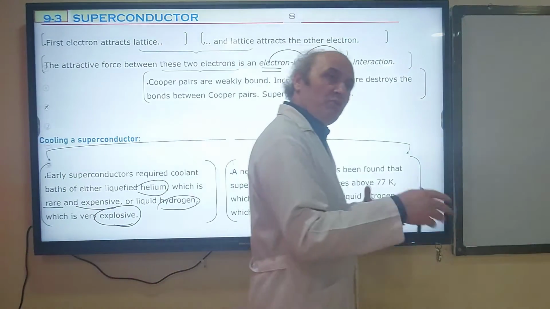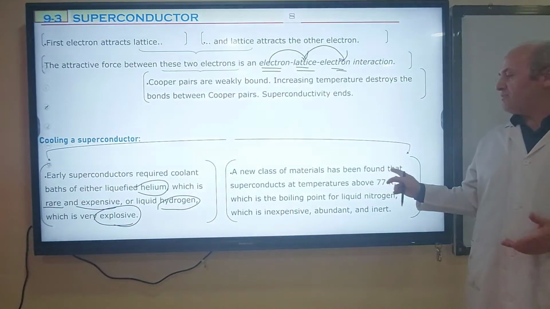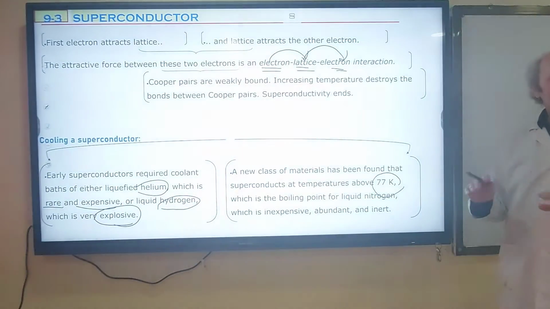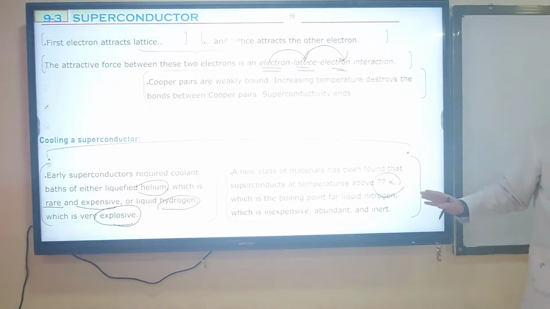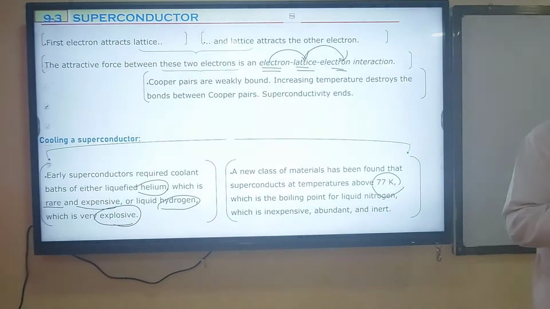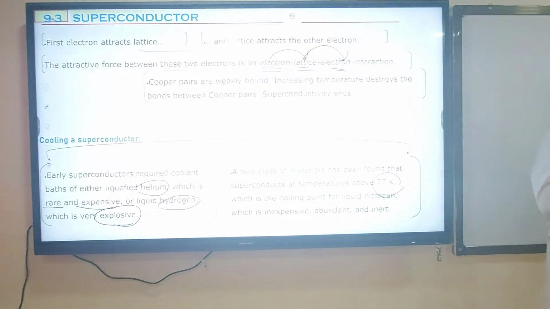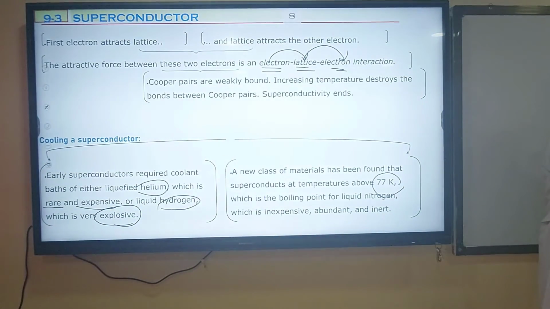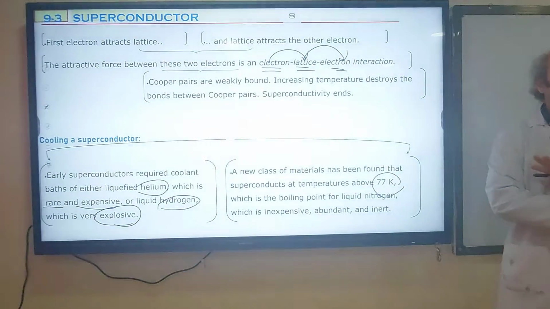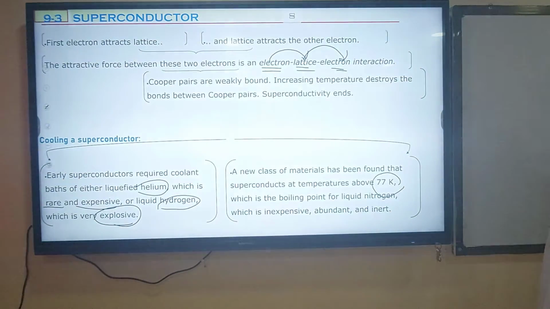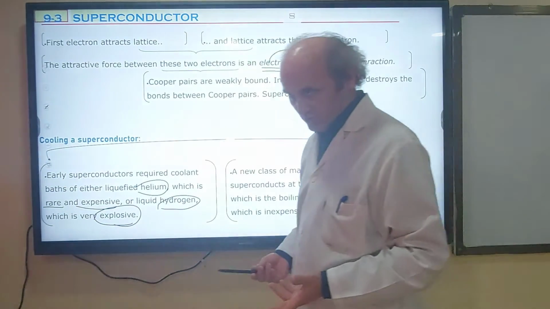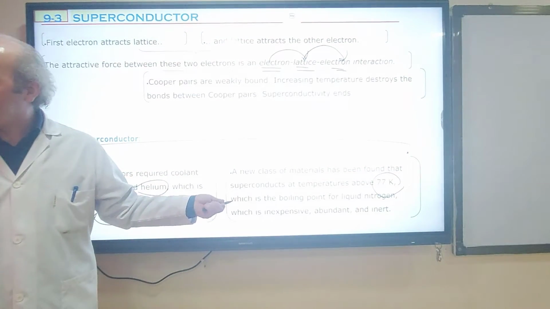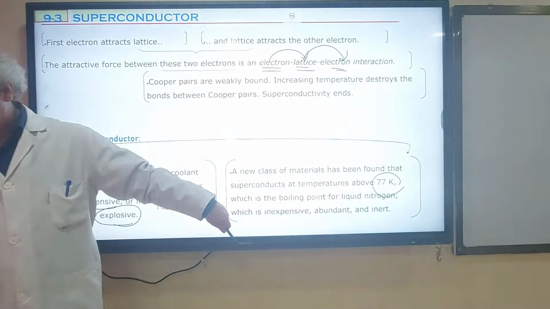But a new class of materials has been found later that superconducts at a temperature of about 77 Kelvin. Why is 77 Kelvin important? Because nitrogen boils at this temperature. As it is boiling, it's taking energy from the solid and converting the solid to a superconductor. From now on, nitrogen is used for producing superconductors. At this temperature, nitrogen becomes gas. At this temperature, some materials turn to superconductors.